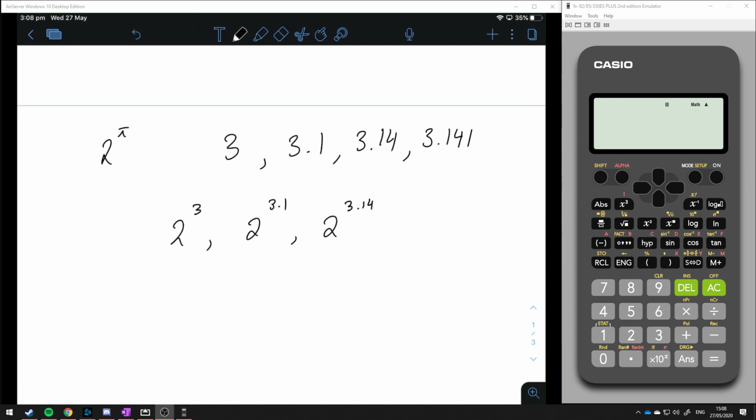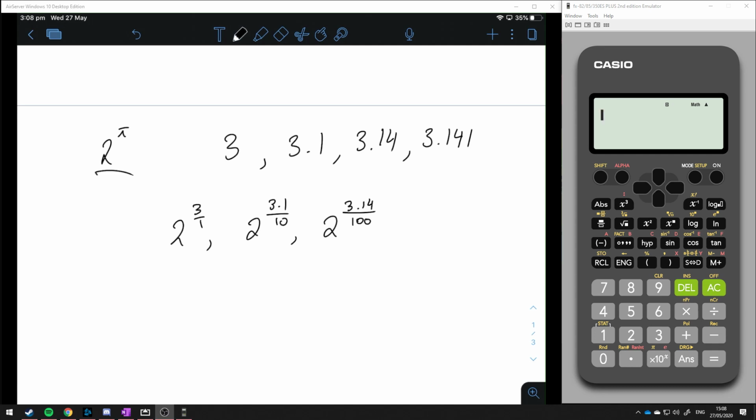We can turn them into fractions. 3 is just 3 over 1. 3.1 is the same as 31 over 10. 3.14 is the same as 314 over 100. We can work those out using index laws. So there is no properly defined value for 2 to the power of pi.